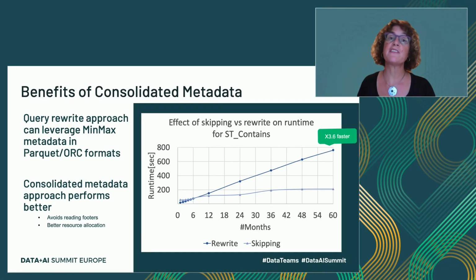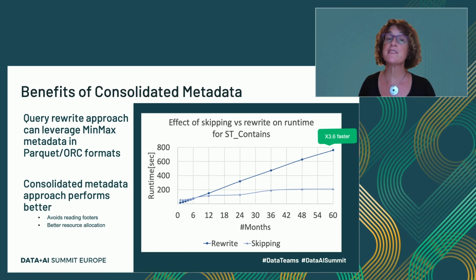To show the benefits of consolidated metadata, this is an experiment comparing the data skipping and rewrite approaches for a query like the one in the previous slide. On the x-axis, you see the time window size for the query. As the window size increases, the benefit of having consolidated metadata also increases, until we reached an improvement of 3.6 times faster for a 60-month window. Note that the baseline here already uses the query rewrite optimization.